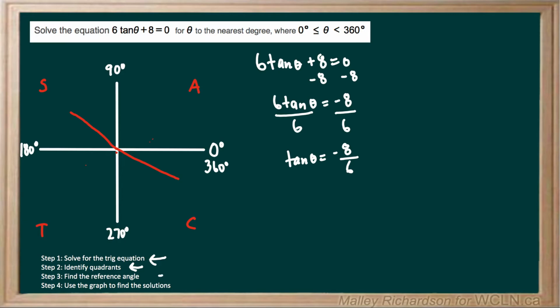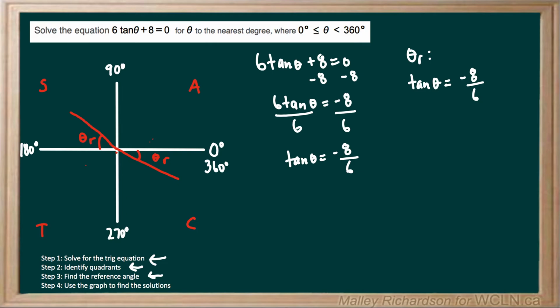Now our next step is to find the reference angle. Remember, the reference angle is the acute angle between the terminal arms and the x-axis. So we have our reference angle in quadrant 2 and in quadrant 4. And we want to find the value of this reference angle. To do this, we need to use our equation of tan theta equals negative 8 divided by 6.